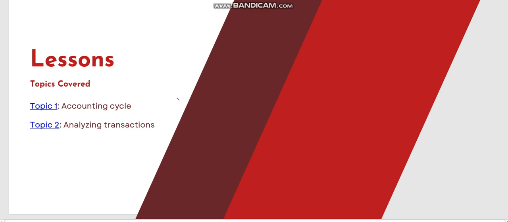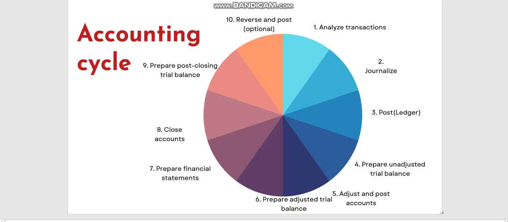Today in this video I'm going to talk about the accounting cycle and analyzing transactions. Before we talk about the accounting cycle, we have to understand what an accounting period is. An accounting period is a set duration of time in which these 10 steps take place. So it can be 1 month, 2 months, 6 months, or 1 year. Usually it's 1 year or 6 months.